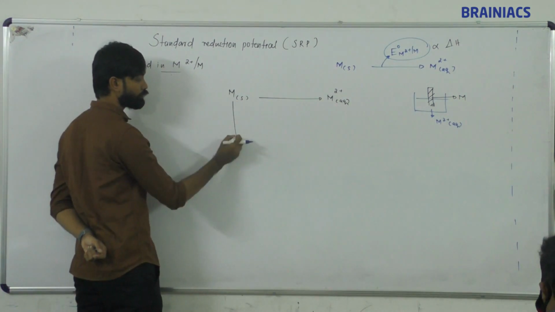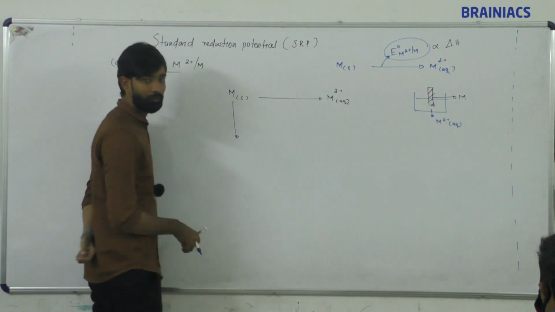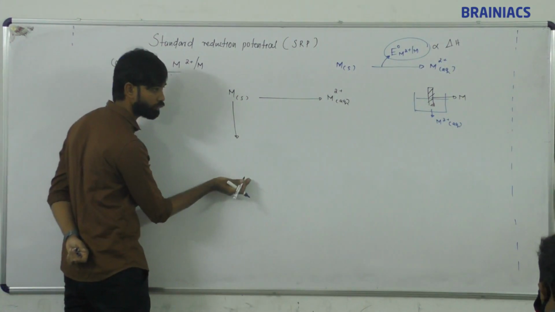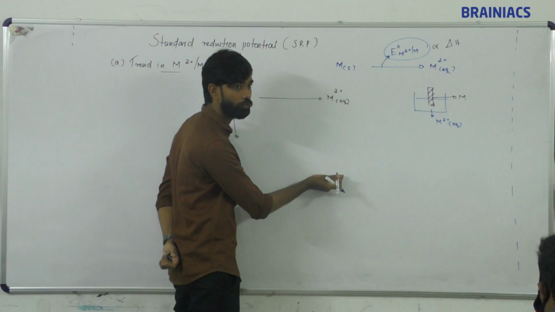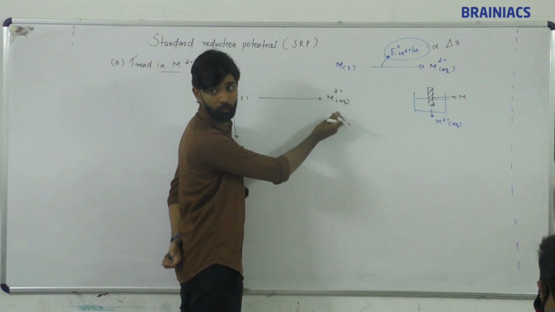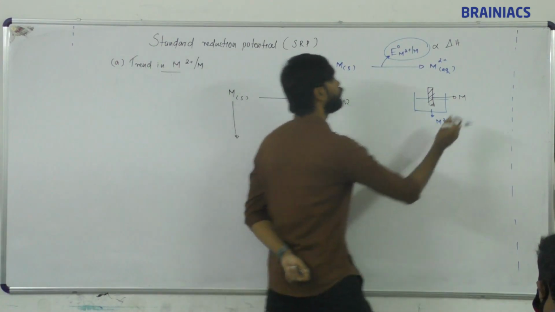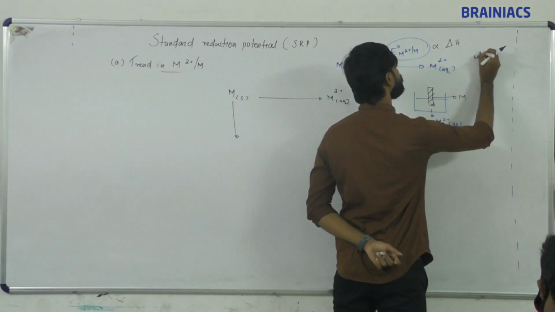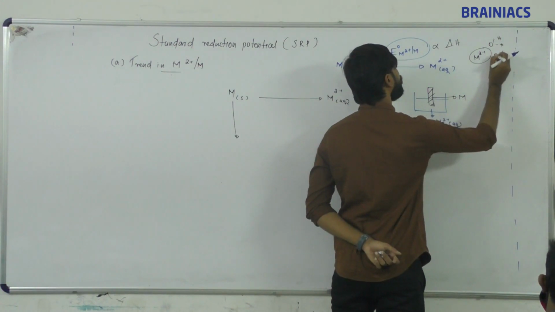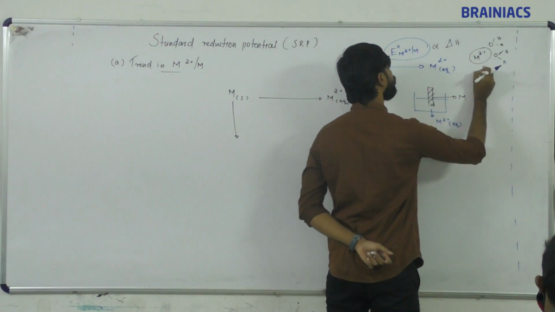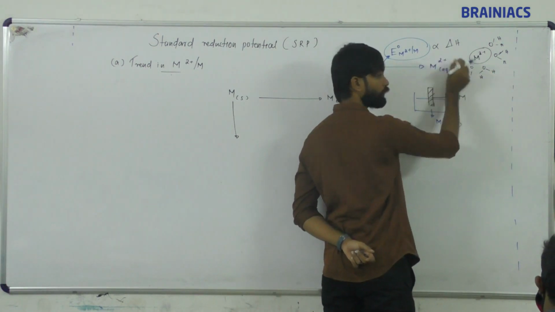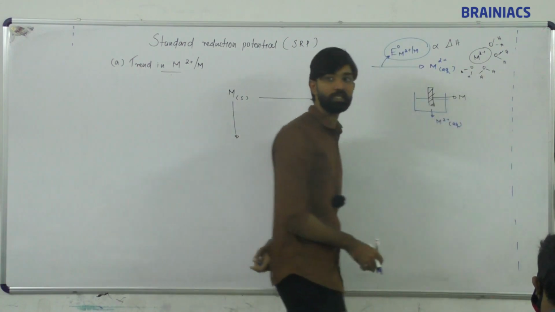For that, your M solid needs some sublimation energy to become gas. Then it has to ionize, followed by it has to hydrate. You know what is the meaning of aqueous? M2+ ion, which is surrounded by a number of water molecules. That is what we call M2+ aqueous, or M2+ is hydrated.